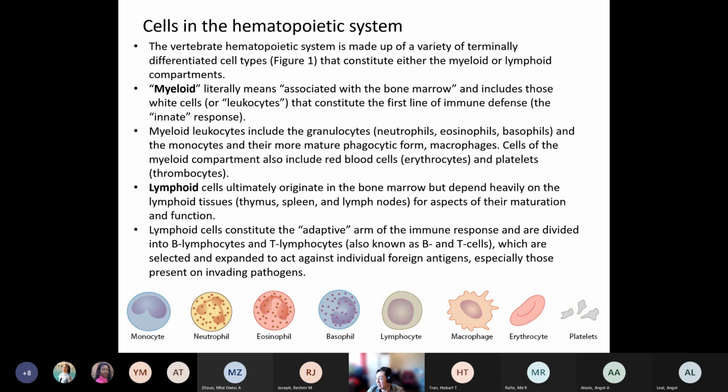So on this slide, what I want you to review, which you probably learned in cell biology or immunology, is the category of the two subsystems of the hematopoietic system. One is myeloid, while the other is lymphoid. They're different in function, and they're different in terms of cell origin or differentiation as well.